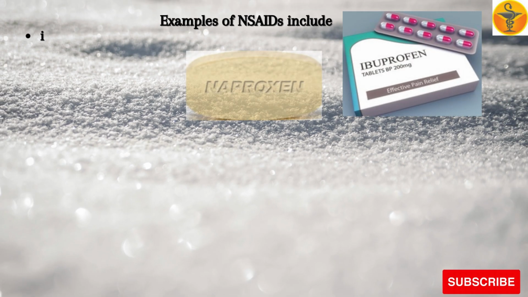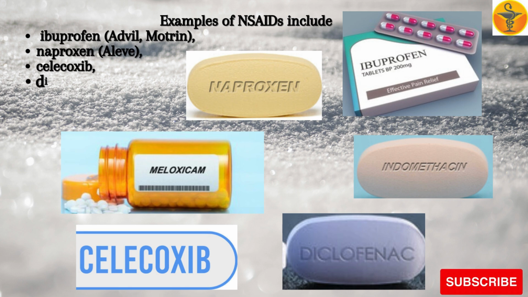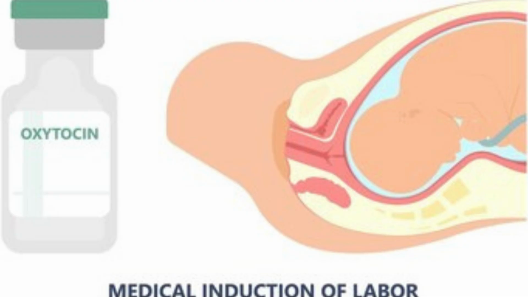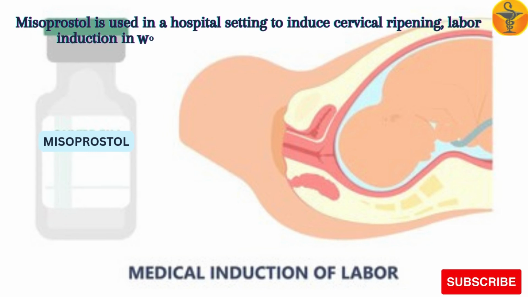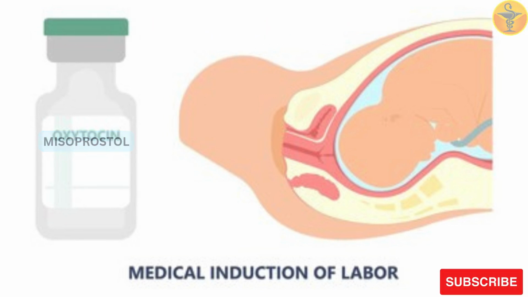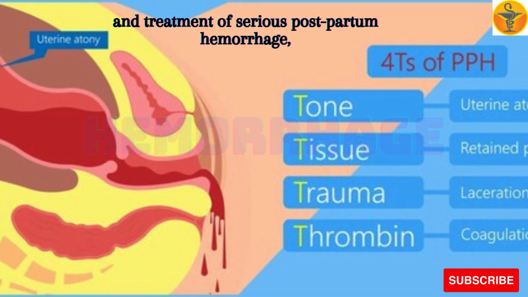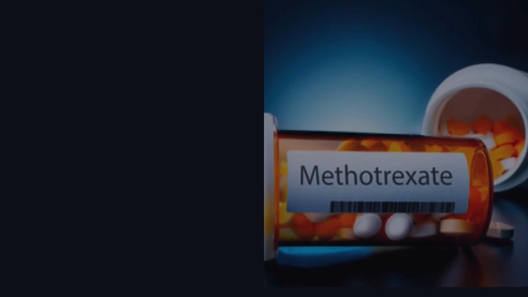Examples of NSAIDs include ibuprofen, Advil, Motrin, naproxen, Aleve, celecoxib, diclofenac, indomethacin, and meloxicam. Misoprostol is used in a hospital setting to induce cervical ripening, labor induction in women with premature rupture of membranes, and treatment of serious post-partum hemorrhage. These uses are outside of the approved indications.